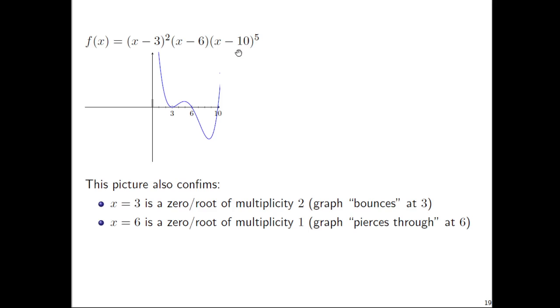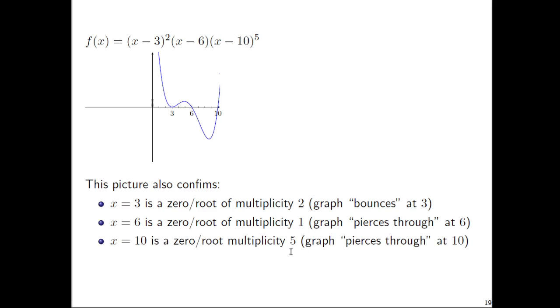What about at the x value 10? The multiplicity is 5. 5 is an odd number. Therefore, at 10, the graph pierces through, and we see that behavior. The graph started below and then ends above. So it goes right through at x equals 10. So right at 3, it doesn't go through. It just hits the x-axis and then bounces back up.